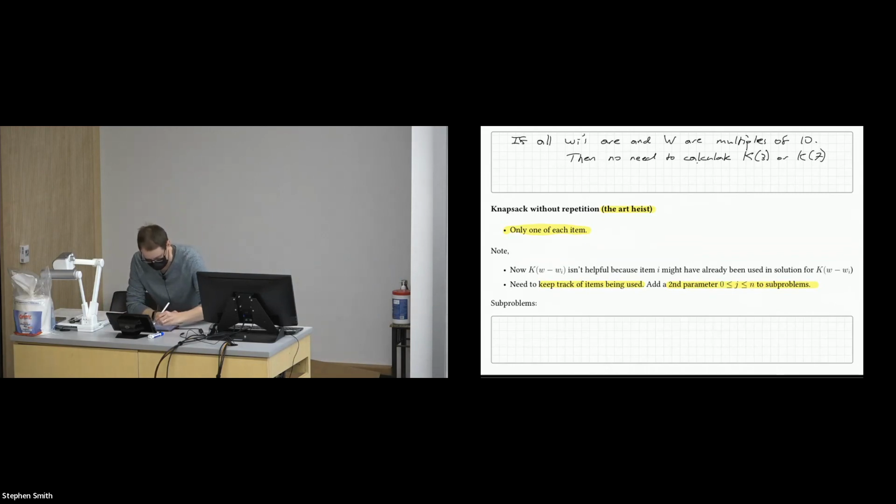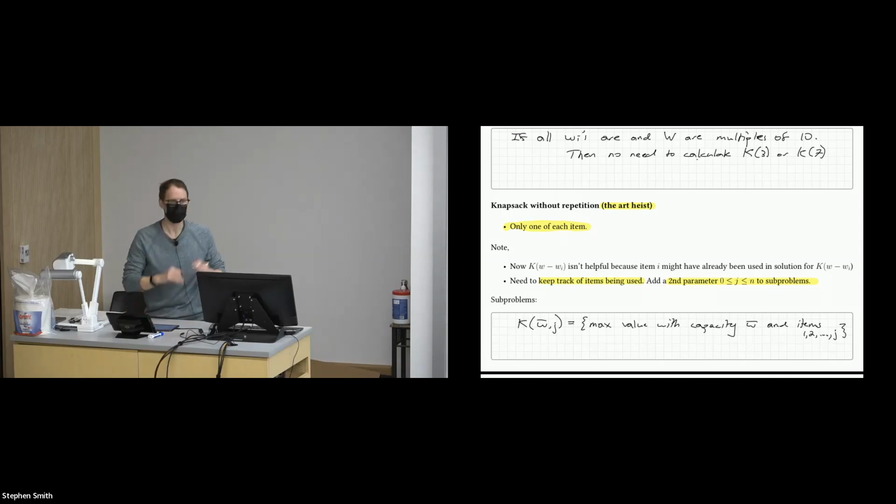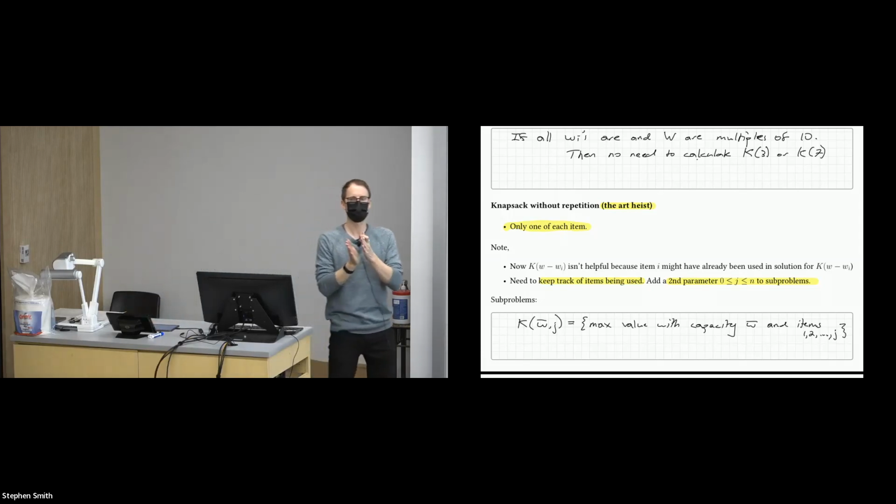So K of w, j equals the max value I can attain with capacity w bar, and I'll write a bar over the w so we can tell it's not my capital W, and items 1, 2, up to j. So I don't have to use all those items, right? It's just that's my universe of items, just the ones 1 through j.